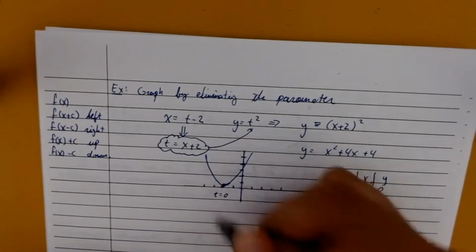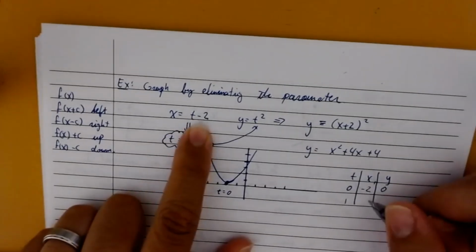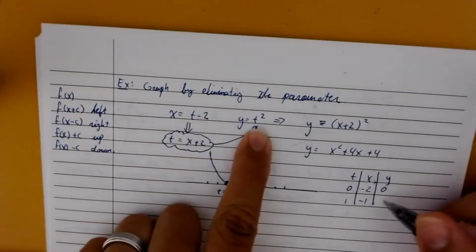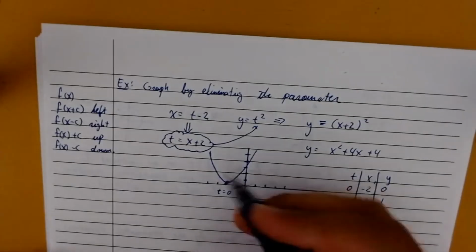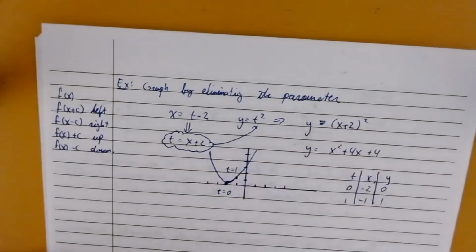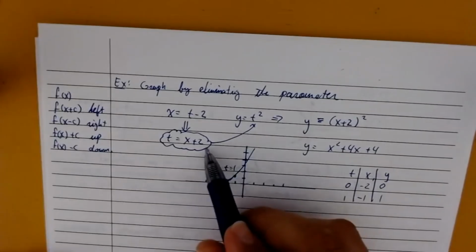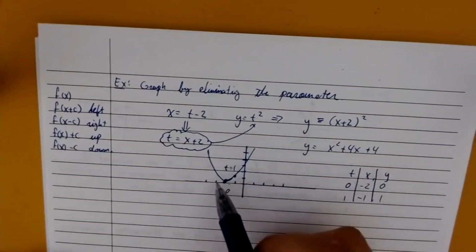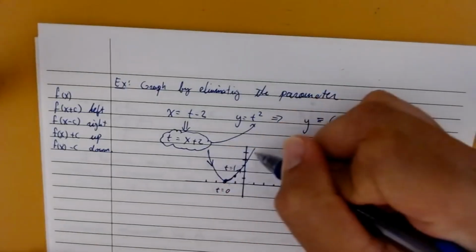That's what happens when t is equal to 0. If I plug in 1, 1 minus 2 is negative 1 for my x value, and 1 squared is positive 1 for my y value. So negative 1, 1, that's what happens when t is equal to 1. And there we go. Now I know my orientation. My graph goes from here this way. So my parabola has this orientation, starting from the left and going to the right.